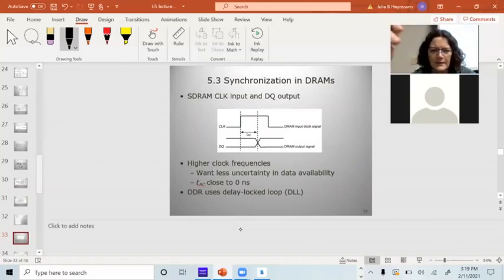Synchronization. I was having, okay. The clock's right here.